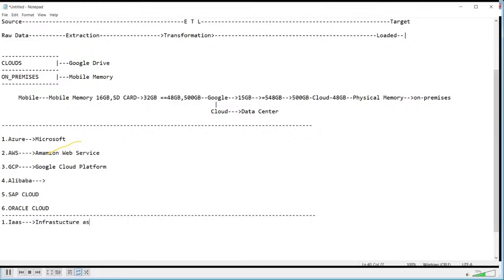Infrastructure as a service. And then you have, what is it? PaaS. PaaS stands for what, guys? Platform as a service. Then, guys, third one is SaaS. SaaS stands for what, guys? Software as a service.